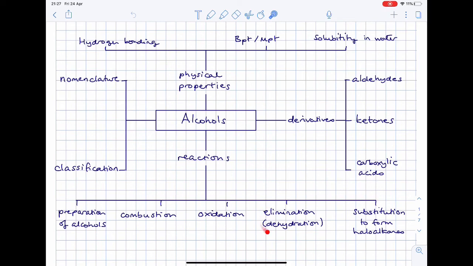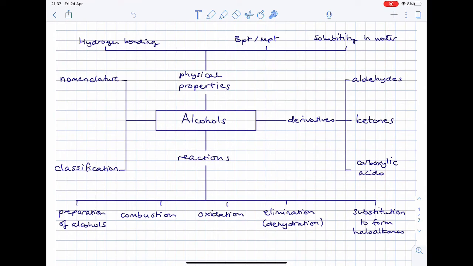Then we looked at some revision of reactions we've done before. So we looked at dehydration of alcohols to make alkenes, and we saw this when we did the alkenes topic. We dehydrate an alcohol by heating it with a concentrated sulfuric acid catalyst. And then we looked at the substitution reaction to form haloalkanes from alcohols. And we do this by using a sodium halide and concentrated sulfuric acid to form the hydrogen halide in situ.